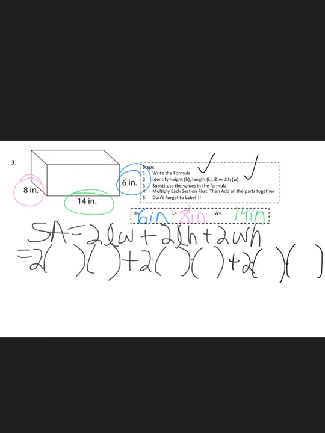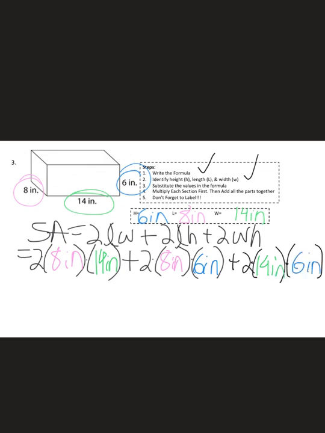So I rewrote the formula, but instead I just put blank spaces instead of putting the L's and the W's and the H's, because I'm now going to fill those in with the actual values. So remember, our length is 8 inches. And we need the W, our width is 14, so I did the first section. And then we have plus 2 times L, which we know is 8 inches, times height, which we know is 6 inches, plus 2 times W, which we know is 14 inches, times H, which we know is 6 inches.